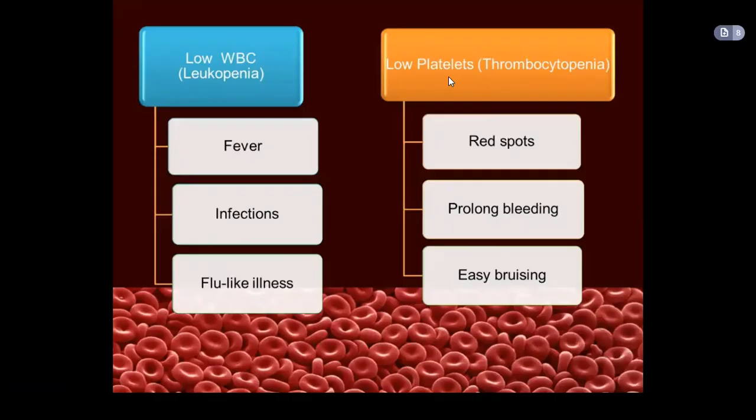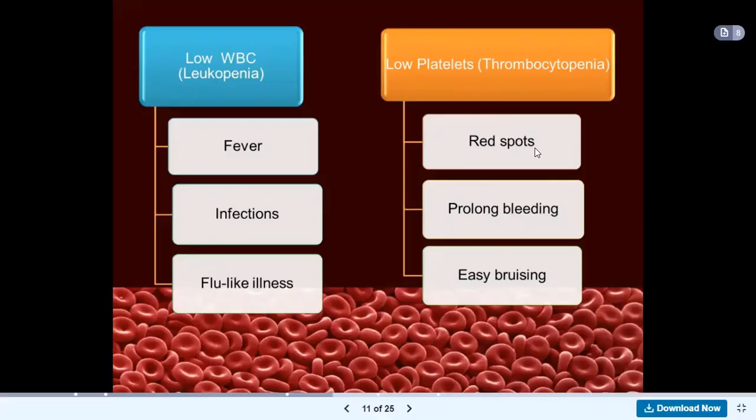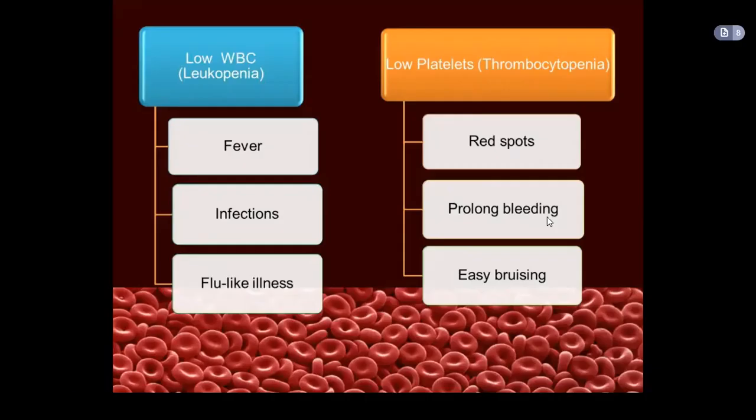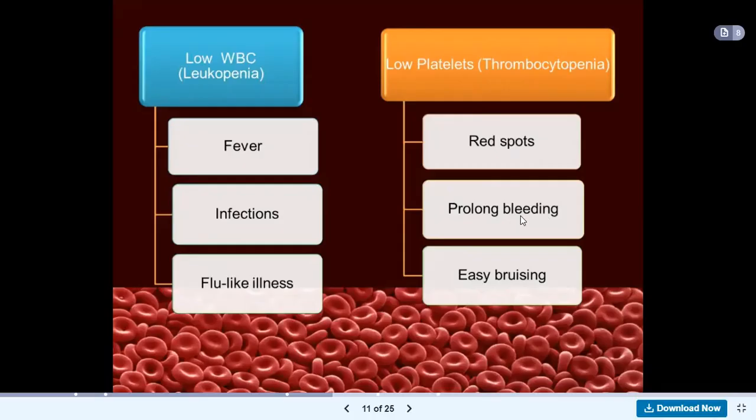And when there is low platelets, what would you see? You would see some red spots on the person's skin. You would see prolonged bleeding. So when the person gets any little injury, the bleeding would last for a long time. And so the person would lose a lot of blood through bleeding. And then the person will easily get bruises.